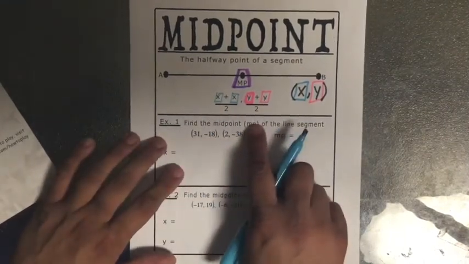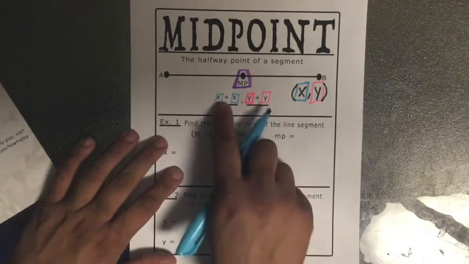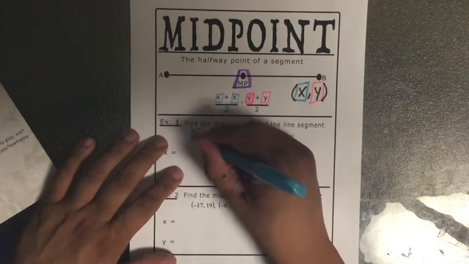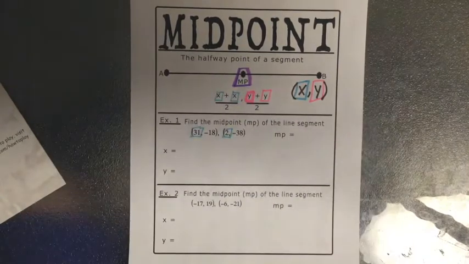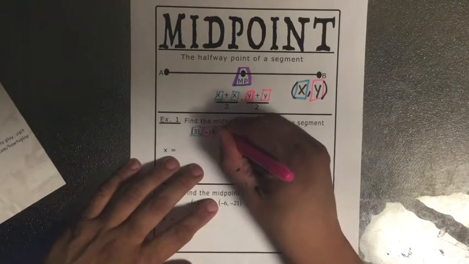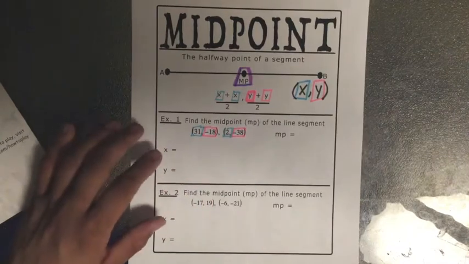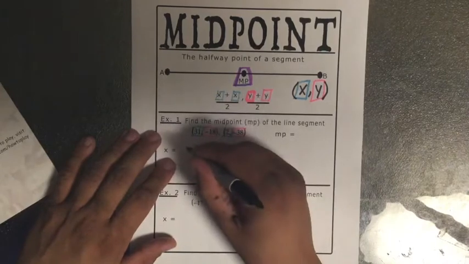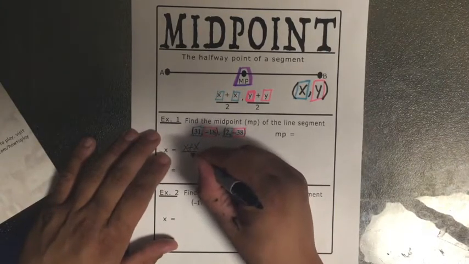It says find the midpoint MP of the line segment. So these are our 2 points. So if you notice, we did X in blue, so let's do the X in blue on both of these as well. And the Y's were in pink, so let's do Y and Y there. So we say X is X plus X divided by 2.